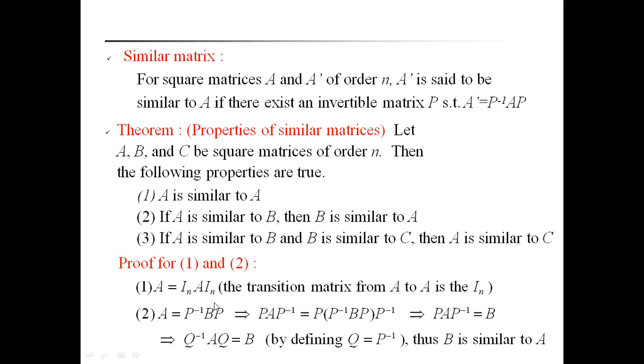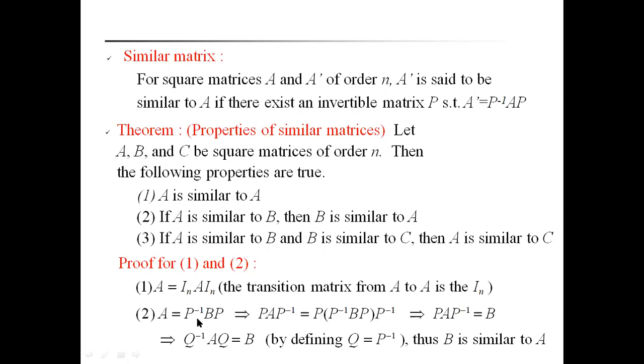Here, the transition matrix In is called P. P is a transition matrix means A dash is equal to In into A into In. Therefore, by using In, the inverse of In is also In. That's why A is equal to In into A into In. That means A is similar to A.